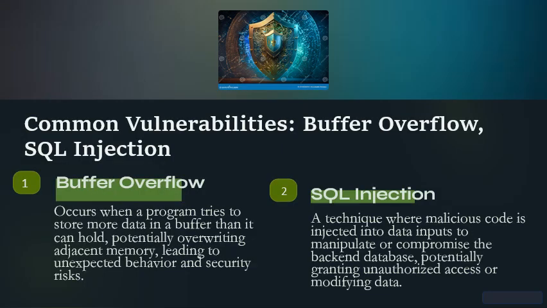There are some common vulnerabilities: buffer overflow and SQL injection. First one is buffer overflow. Buffer overflow occurs when a program tries to store more data in a buffer than it can hold, potentially overwriting adjacent memory, leading to unexpected behavior and security risk. That means buffer overflow occurs when we store more data in a buffer than it can hold, and overwrite adjacent memory.